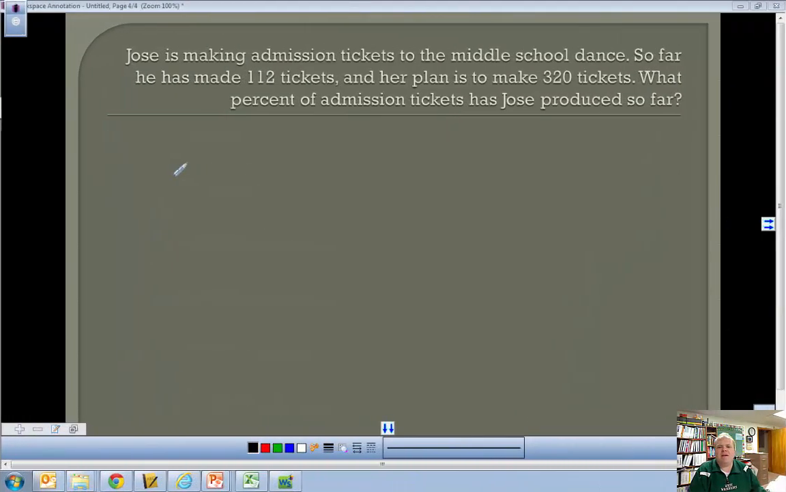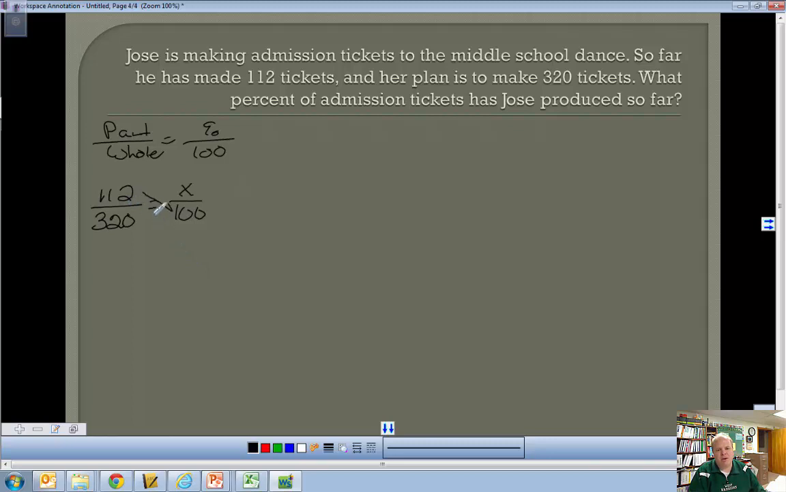Jose is making admissions tickets to the school dance. So far, he has made 112 tickets, and his plan is to make 320 tickets. What percent of admission tickets has Jose made so far? Here again, my part over my whole equals my percent over 100. Okay, well, 112 is going to be my part. 320 is my whole. I don't know my percent, and I'm going to put it over 100.